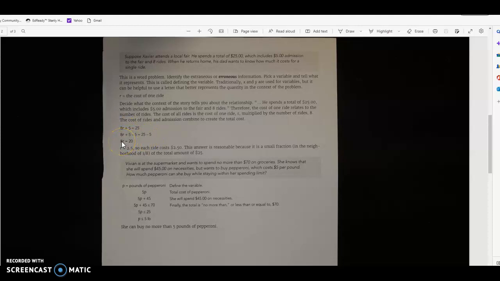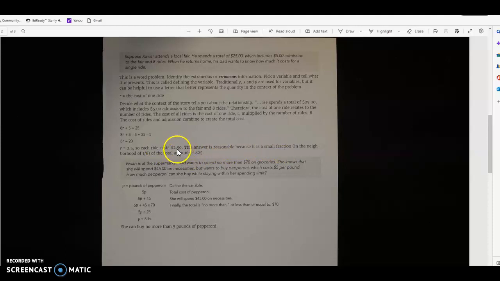Then we're going to divide by the number beside the R, which is 8. So 20 divided by 8 is going to give us 2.5. So each ride costs $2.50. Make sure you put your money in with 2 decimal places. Now this answer is reasonable because it's a small fraction.